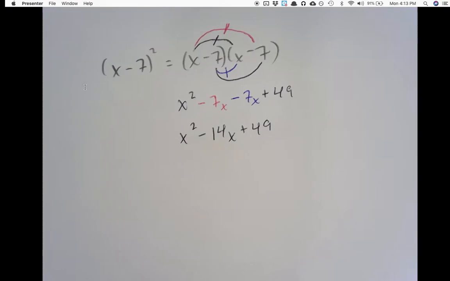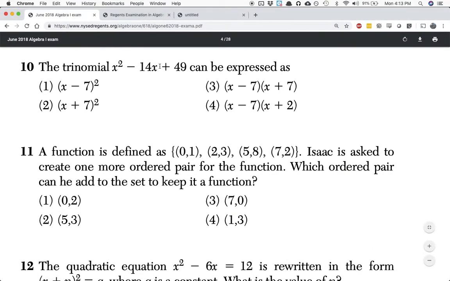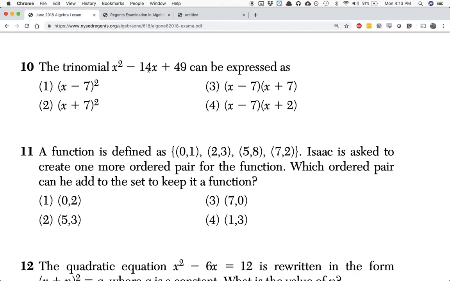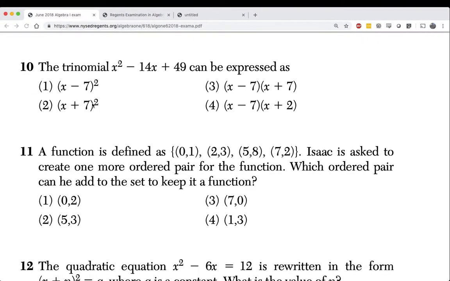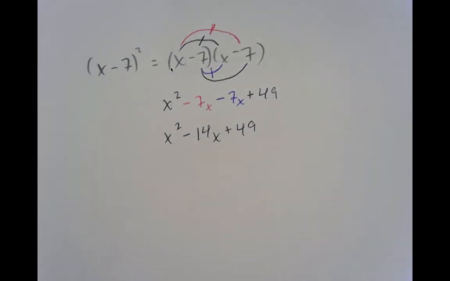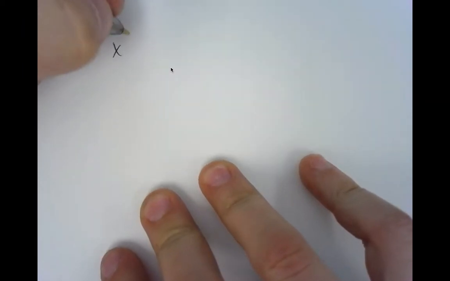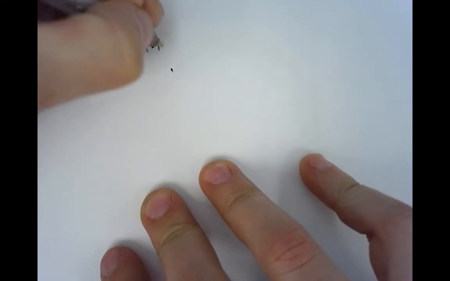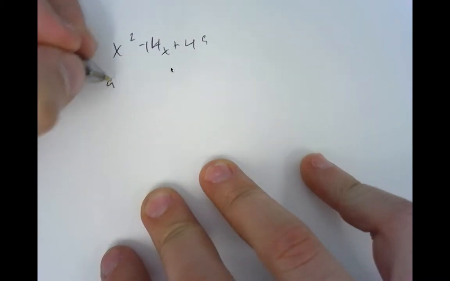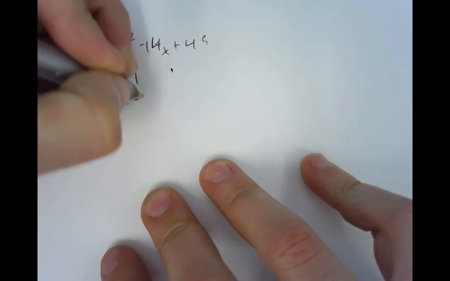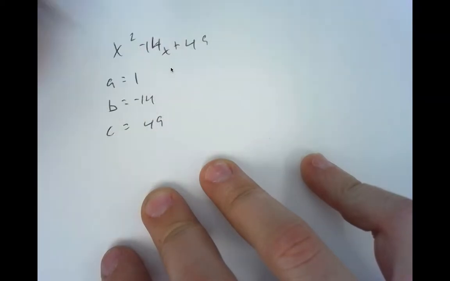A second way you can check this is by doing your quadratic formula, getting your roots, and checking to see what the factors are going to end up as. I don't know if I want to do the quadratic formula for this, but why not? Let's do it. So we'll come over here. We have x squared minus 14x plus 49. So my a is 1, b is negative 14, c is 49.